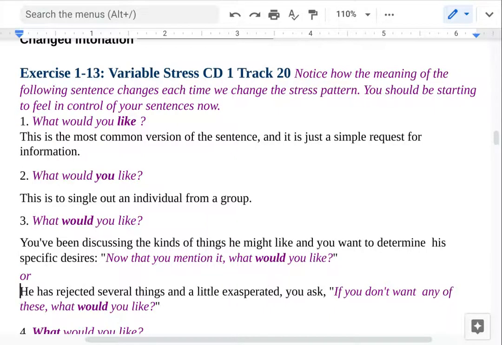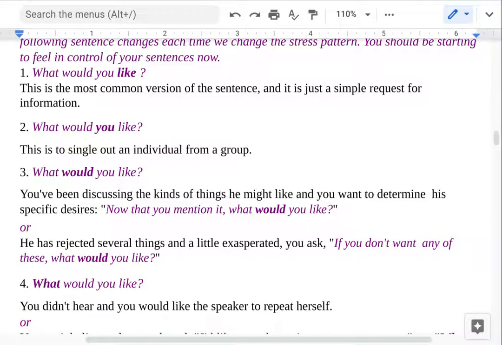2. What would you like? This is to single out an individual from a group. 3. What would you like? You've been discussing the kinds of things that he might like, and you want to determine his specific desires. Now that you mention it, what would you like? Or, he has rejected several things, and a little exasperated, you ask, if you don't want any of these, what would you like?